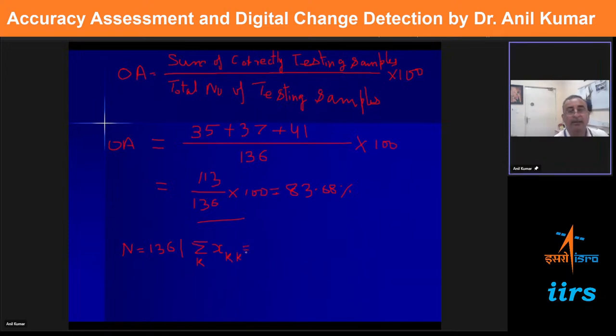K is nothing but the summation of the diagonal elements: 35 plus 37 plus 41, which comes to 113. We have already calculated this. And then the summation over k of x k plus into x plus k. So this is the summation of your row total with column total to be multiplied.